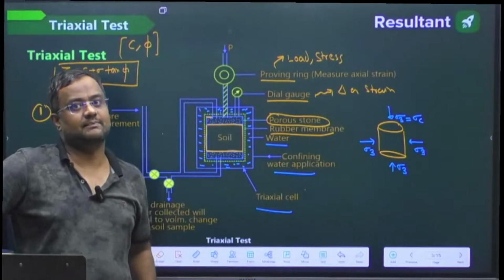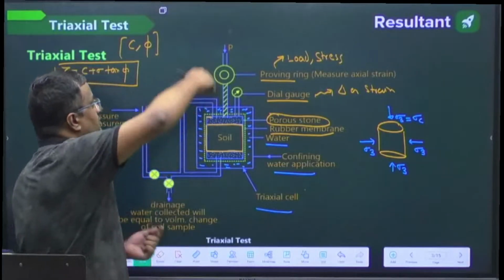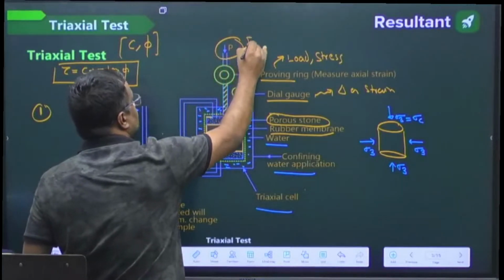Up to now we are applying the stress sigma 3 from all around, and now we want to break the sample. We want to check its strength. So from the top we are applying the deviator stress.